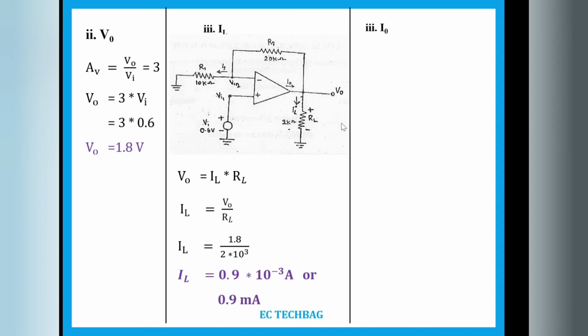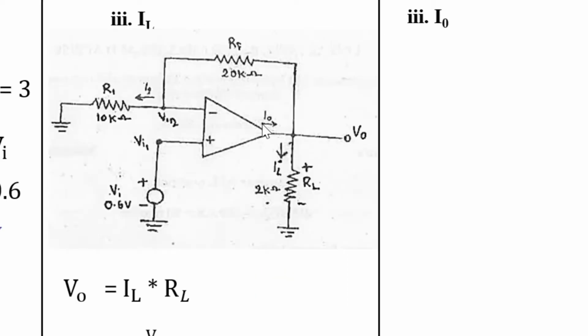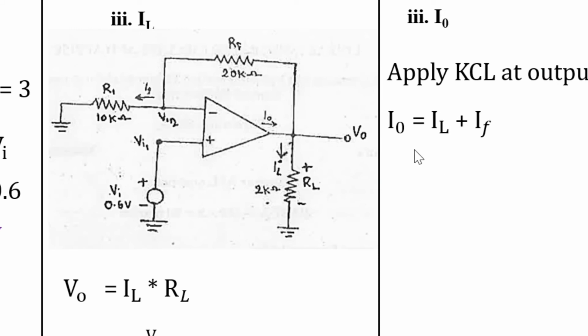So next one, I0. I0 is the output current here. So to calculate this output current, we have to apply KCL at this output node. Here, this is the feedback current. So the feedback current direction is this one. This is load current, and this one is output current. So at this node, entering current is I0 and leaving currents are IL and IF. So if you write KCL at this node, you get I0 is equal to IL plus IF.